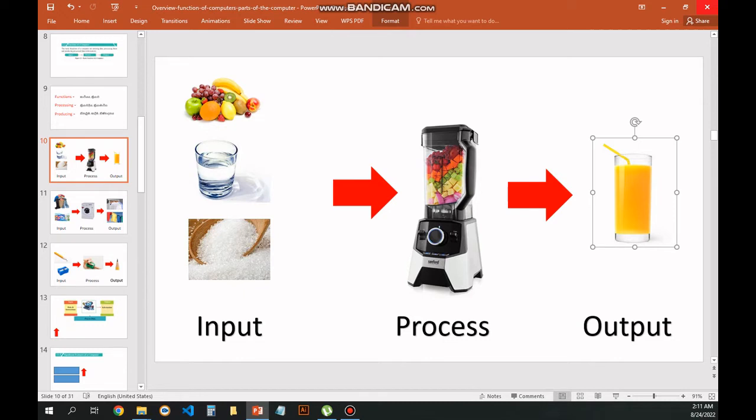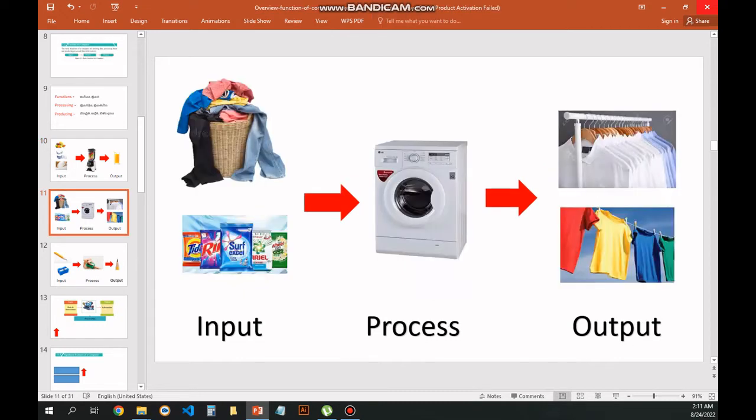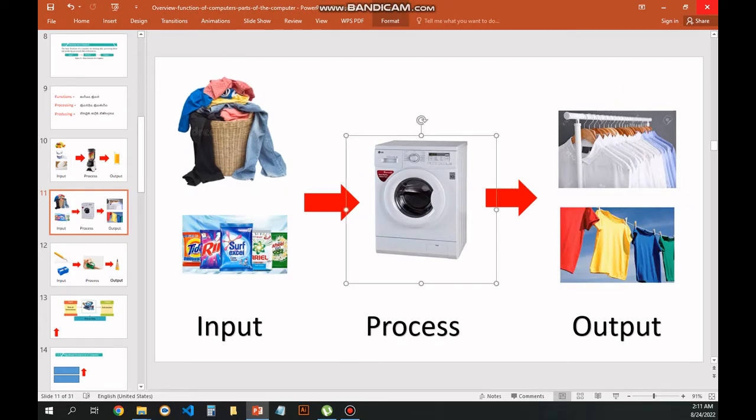Okay, let's see another example now. All right, check this out. You all know about this. Those are the clothes. Then here we can see the washing powder. In the middle you can see a washing machine. Then here you can see some clothes, I think they are clean clothes. So we can get the idea here, right? We are going to wash our clothes, and usually what we use is the washing machine.